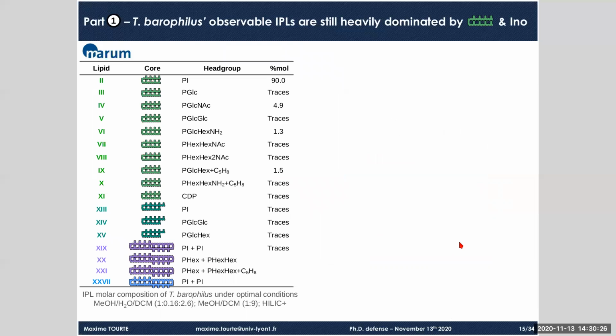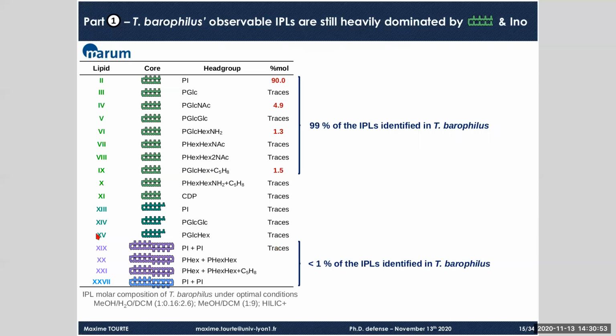In this table, I displayed the lipid composition of Thermococcus barophilus and the proportion each lipid represents of the total lipid that we could identify. What we can see at first is that the typical PI diethers again represent a vast majority of Thermococcus barophilus intact polar lipids. But more dramatically, the tetraethers that we identified here represented less than 1% of all the intact polar lipids that we could observe in Thermococcus barophilus.